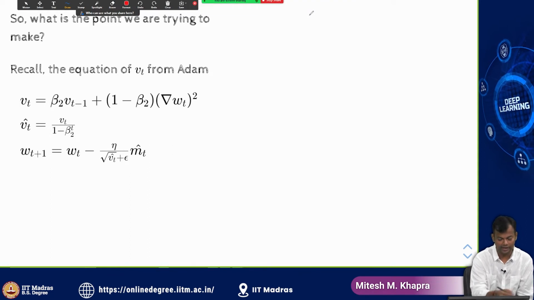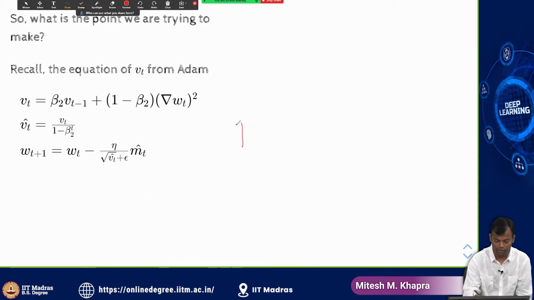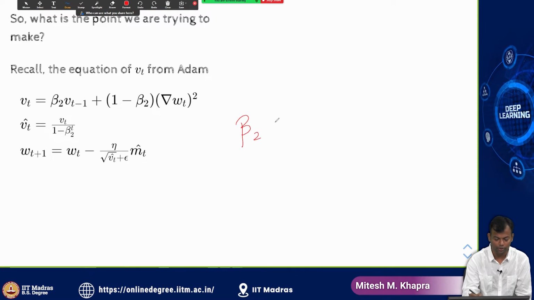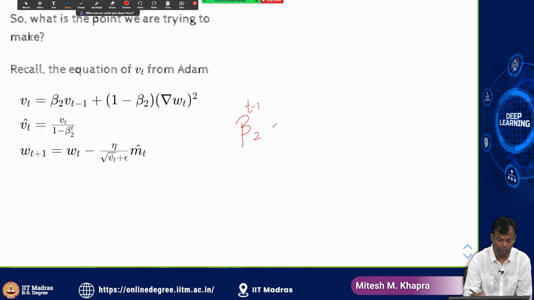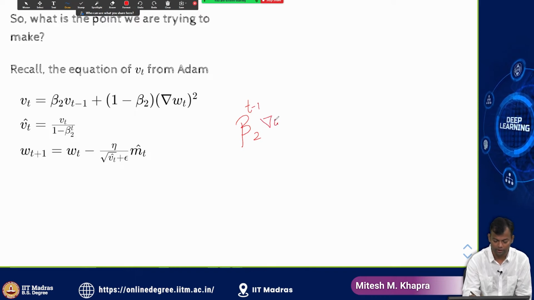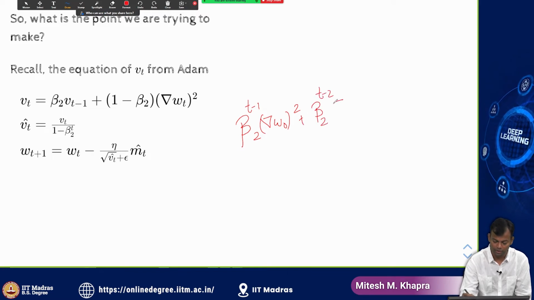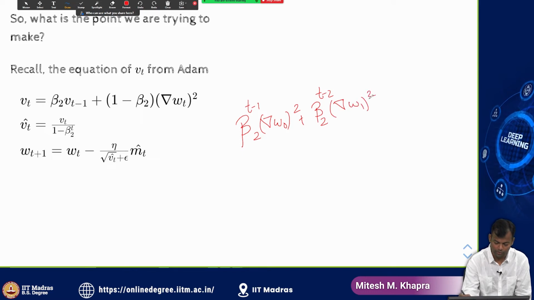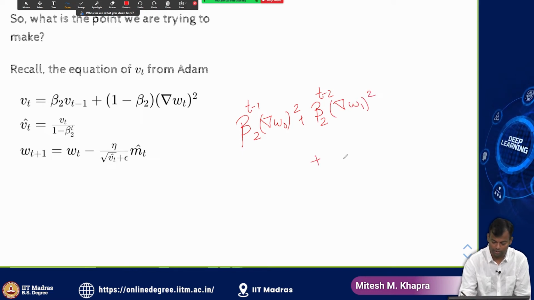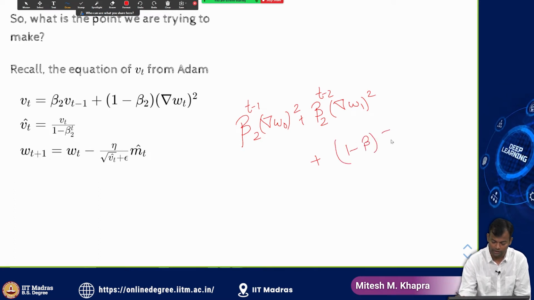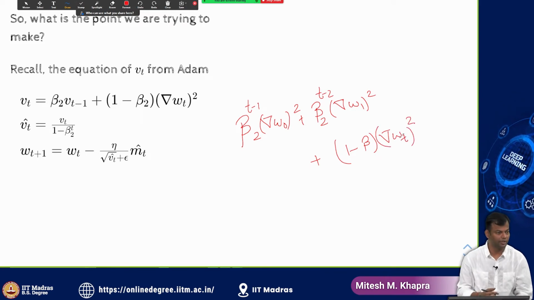So what if I just expand this, right? Then what we had seen was you are doing beta 2 raised to t minus 1 into delta w0 square plus beta 2 raised to t minus 2 into delta w1 square, plus all the way up to 1 minus beta 2 into delta wt square, right? So this is what we had seen.